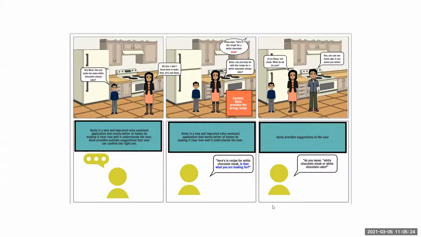Hi, we are Team 6, and the voice AI interface that we built to help users cook their favorite recipe is called Genie. In the framework, we've just introduced our scenario here. The boy asks the mother if she can cook him white chocolate cheesecake. As the mom is not aware of the recipe, she asks Alexa for the recipe.